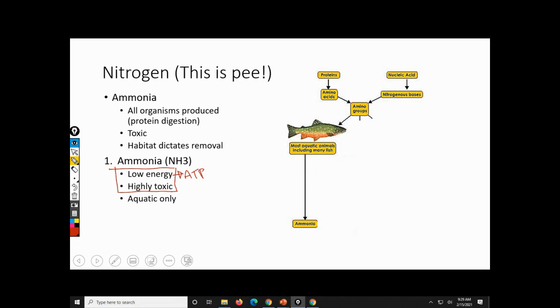If I'm spending less currency, right, less energy or ATP making this, then I have surplus money, surplus ATP that I can now invest doing something else. Maybe it's growing, maybe it's making eggs, maybe it's getting away from a predator, whatever, okay? But I have that currency. I have a savings account, okay? So this is a benefit. Cheap. Cheap is good. We like cheap.